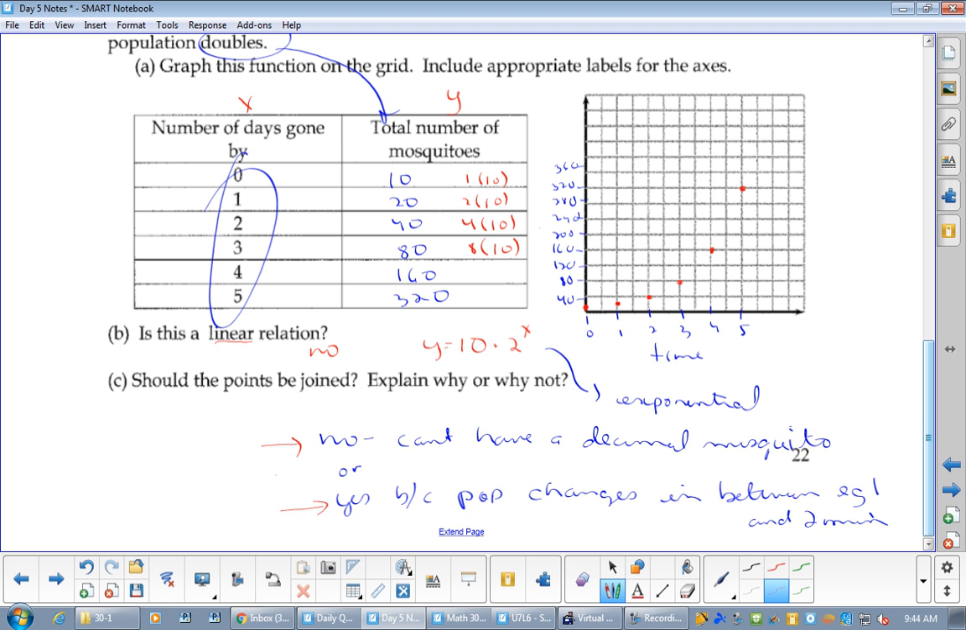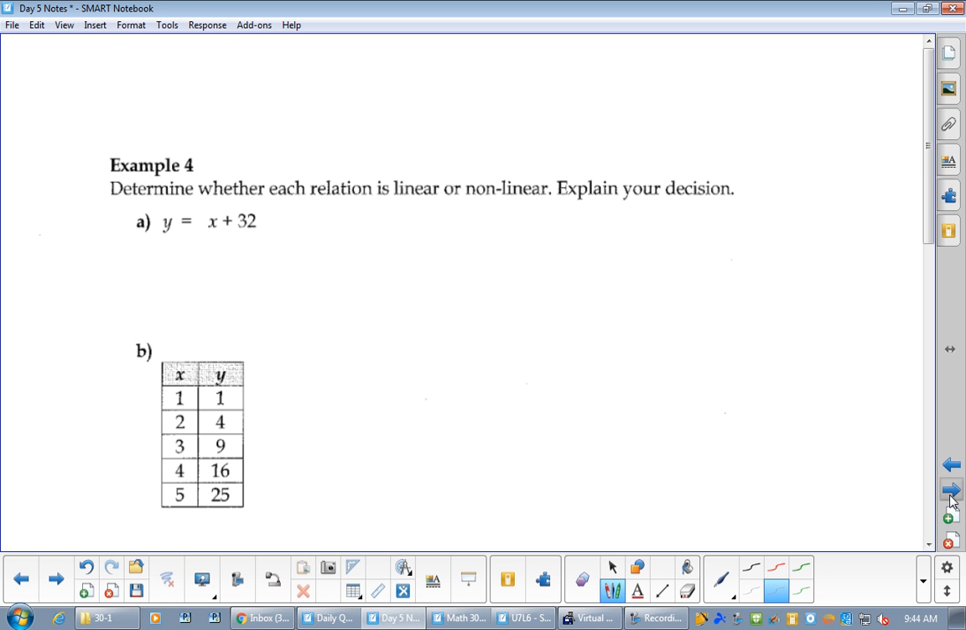People would just sit and debate for hours about these things, and I'd be like, hey, who really cares? You're both right. It just depends on the way you're looking at it. Now, determine whether each relation is linear or nonlinear.